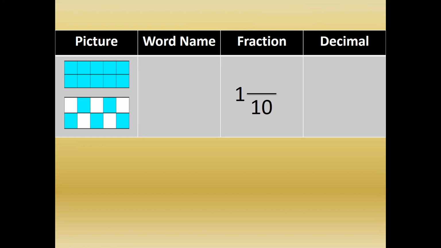And then how many are colored blue in the second rectangle? So we've already dealt with the first one with our 1 in front of the fraction. So how many are blue? 5. So our fraction would be 1 and 5 tenths, or 1 and 5 over 10. So then our word name would be 1 and 5 tenths. That's how we write it out, 1 and 5 tenths.